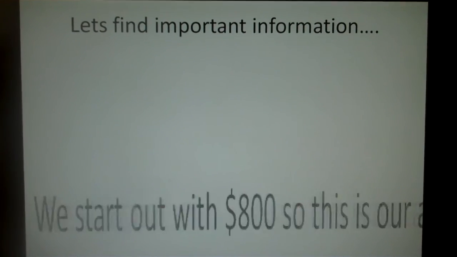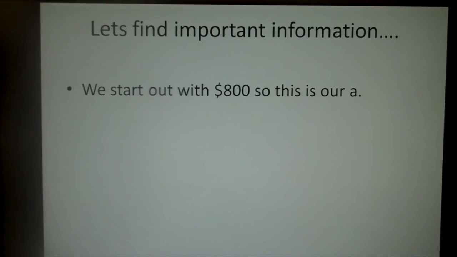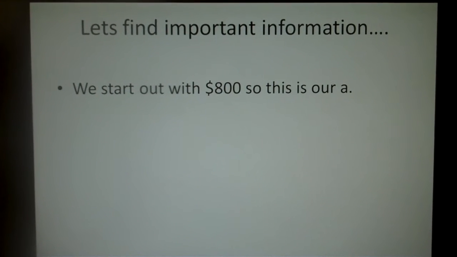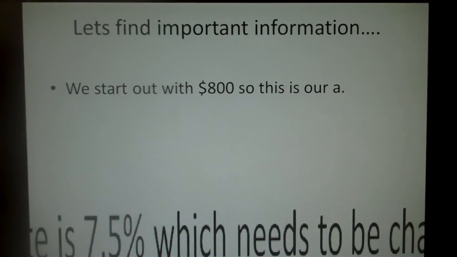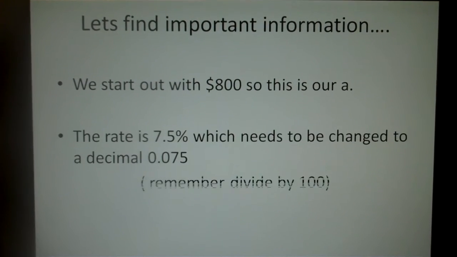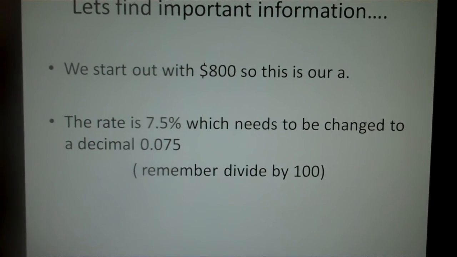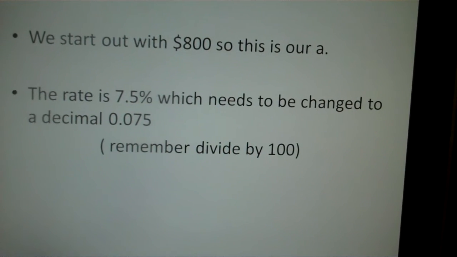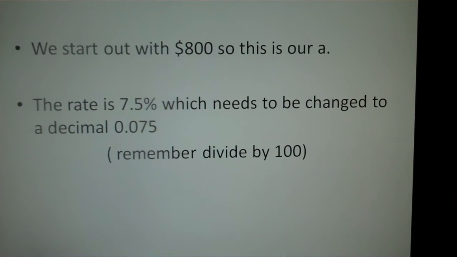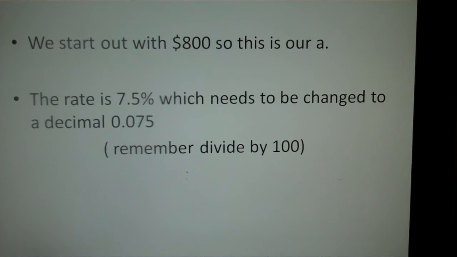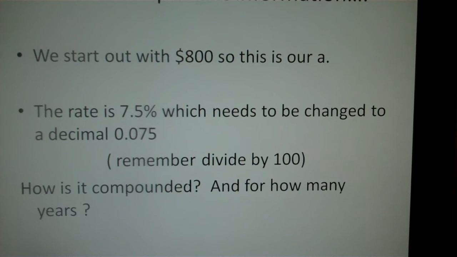Let's find the important information. We know that we start out with $800, so this is our A. We also know that the rate is 7.5%, which needs to be changed to a decimal, so we change that to 0.075. Remember that we always divide percents by 100 to get our decimal.